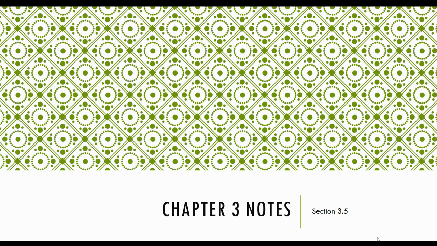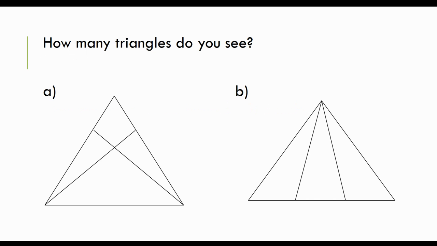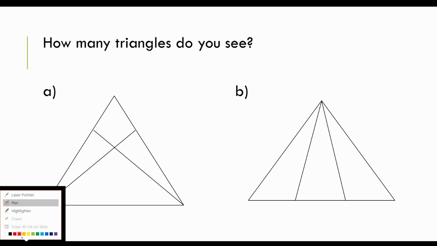Today we're going to look at section 3.5. This is going to have us use overlapping triangles in proofs. So I would like you to pause the video and ask yourselves, how many triangles do you see in each of these figures?